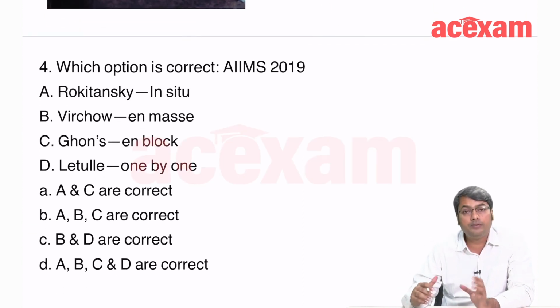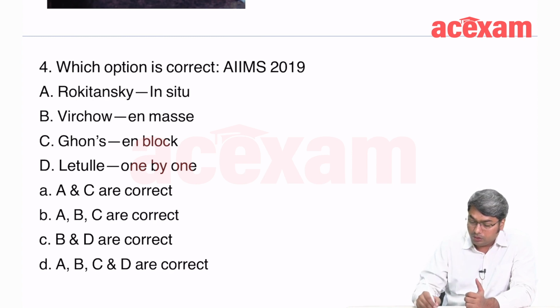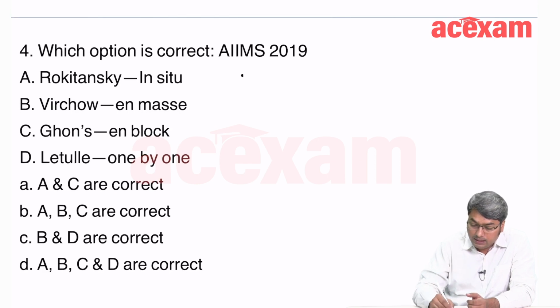Rokitansky, this is about the different methods of dissection of organs during autopsy. A. Rokitansky in situ, B. Virchow en masse, C. Ghon en bloc, and D. Letulle one by one. So, what do we have to know about these different methods? Rokitansky, in the name itself we have got an I and N. So, that is nothing but in situ dissection.